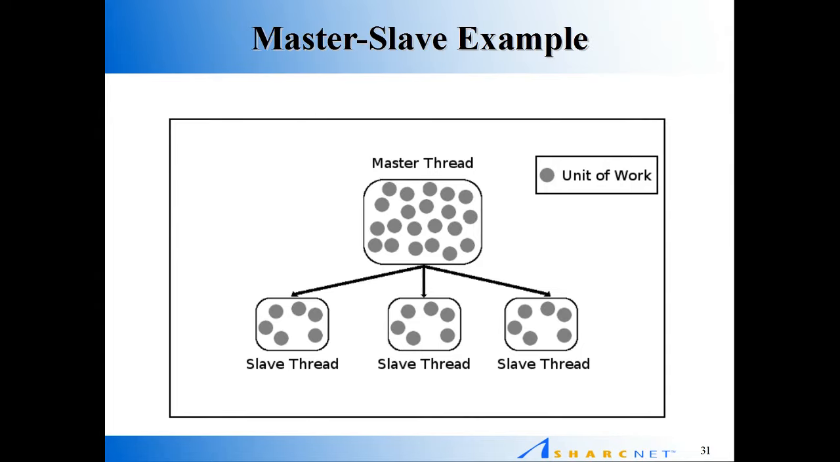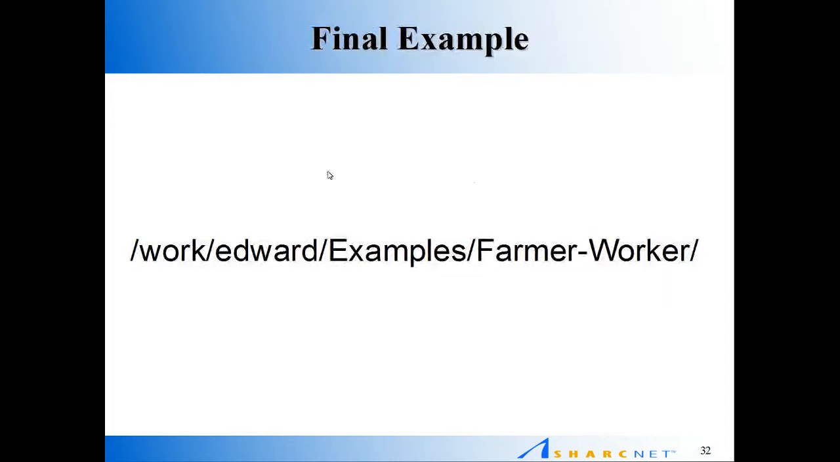The master thread takes a unit of work, passes it to the slave thread, who then executes the unit of work and waits for more work to be given to it. Typically, you have a number of slave threads equal to the number of cores in your CPU. Now, before I switch screens, this example is available there if you want to look at it later on in a public subdirectory. So let's just take a look at it.